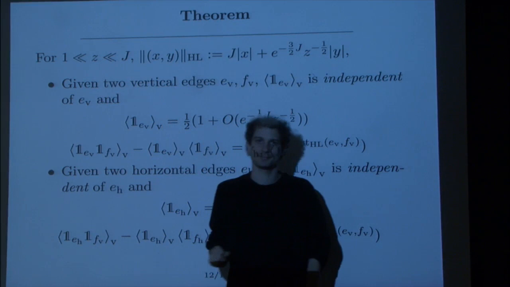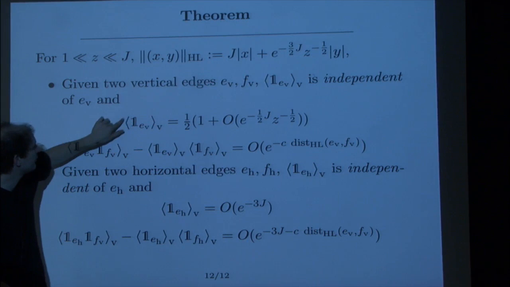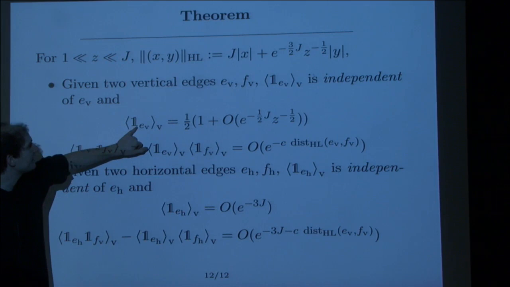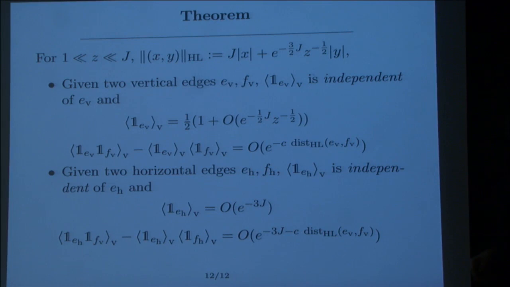And what I prove is essentially orientational order. Given a vertical edge E, the probability of finding a dimer at this edge, of finding a molecule at this edge, is essentially 1/2 plus corrections. This means that half of my edges are occupied. 1/2 is the maximal density. I'm not going to be able to do much better than 1/2 anyways.